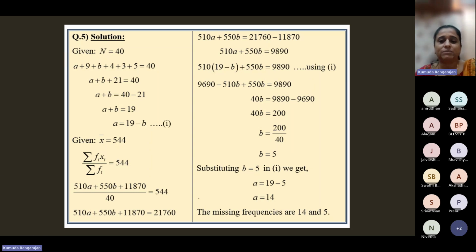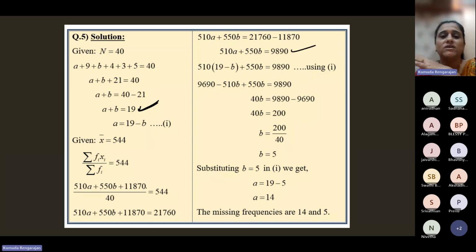Now cross multiply, and you get another equation in A and B. You get 510A plus 550B is equal to 9890. So you've got two equations in A and B: A plus B is 19 and 510A plus 550B is equal to 9890.